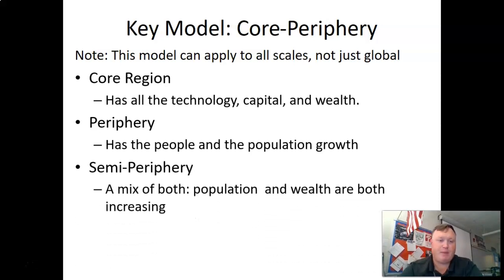And then when you look at the semi-periphery, you can have a mix of both: population growth, people in general, and the wealth is also increasing. So no matter what's happening in the semi-periphery, both are increasing. I think they're just getting ready to switch from the periphery to the core. So you're going to have an understanding of the people who haven't yet figured out that having fewer kids is better to save money, better to keep money. So they're growing in population, but the wealth is increasing as well.